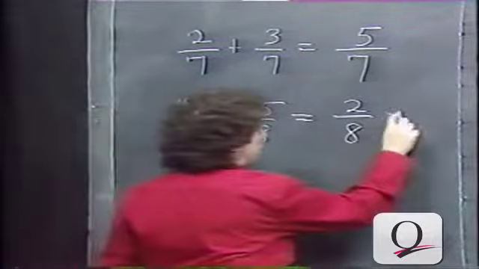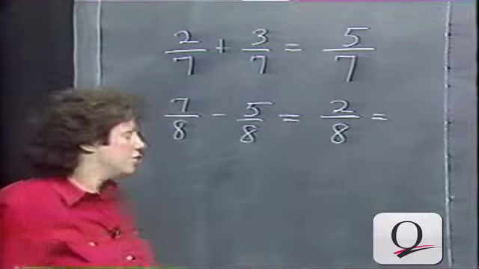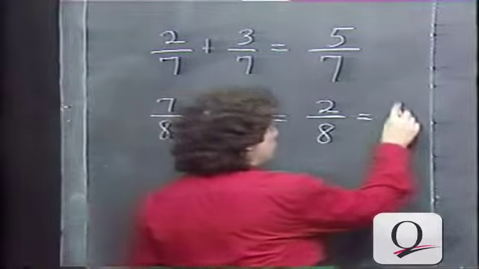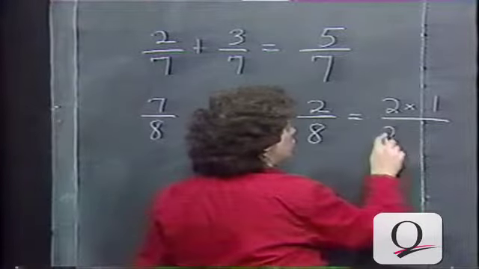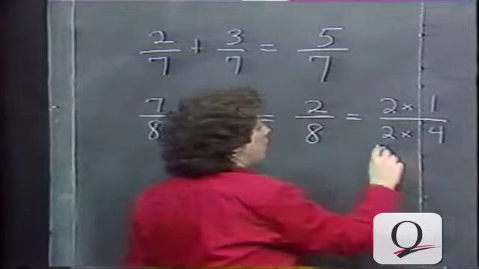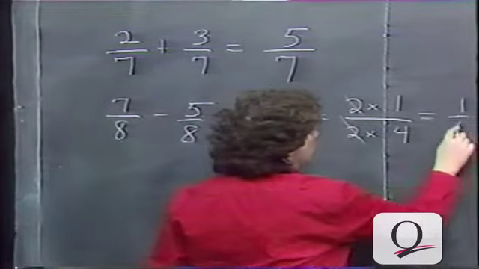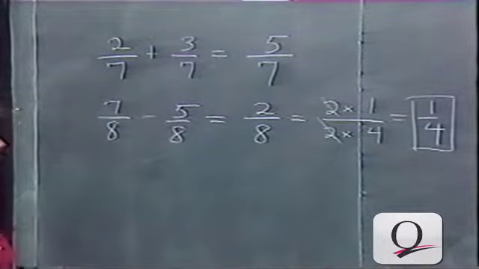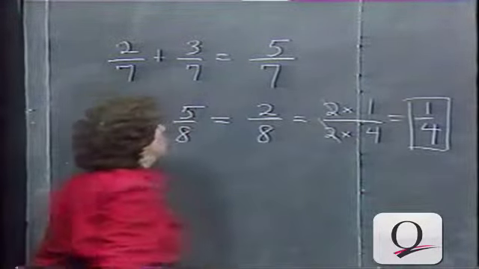Now, 2/8 is not in lowest terms, but using the fundamental principle of fractions, we know that we can divide numerator and denominator by 2. This is 2 times 1 over 2 times 4. Dividing numerator and denominator by 2, we get an answer of 1/4. 2 divided by 2 is 1. 8 divided by 2 is 4.